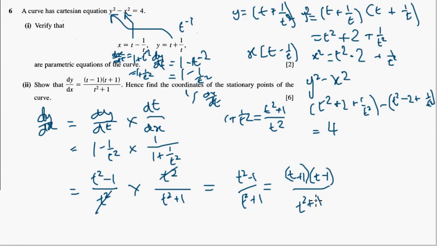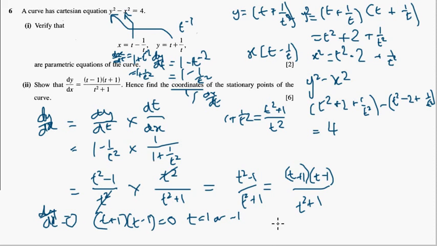Now it says hence find the stationary points, coordinates of the stationary points. We've got to find the x and y values. For stationary points, we've got dy by dx equals 0. And really, we're only interested in the numerator, as long as the denominator is not equal to 0. But since it's 1 plus t squared, it can never be 0, because it's 1 plus a squared value. So for dy by dx equals 0, we've got t plus 1, t minus 1 equals 0. So t is 1 or minus 1.